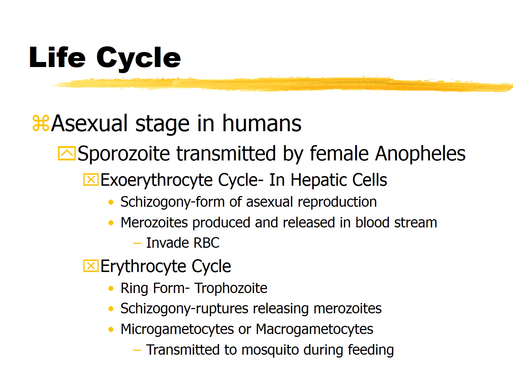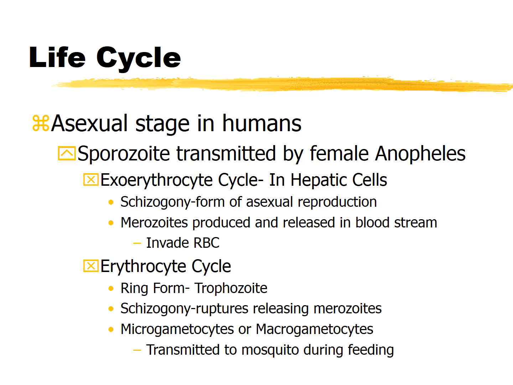Okay, so the life cycle, we're just mainly interested in what goes on in humans. So you've got the asexual stage in humans where the sporozoite is transmitted by the female Anopheles mosquito. There's two cycles of this. There's an exoerythrocytic cycle, and this is just outside of the red blood cells, and it happens to occur in hepatic cells, so this is going on in your liver.